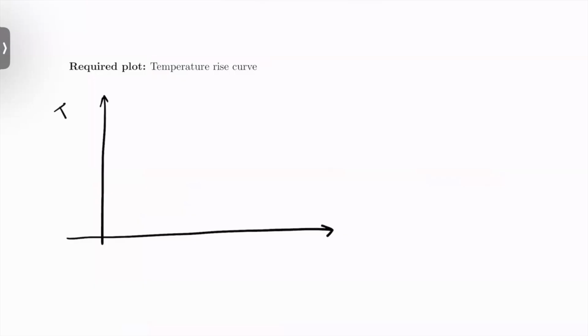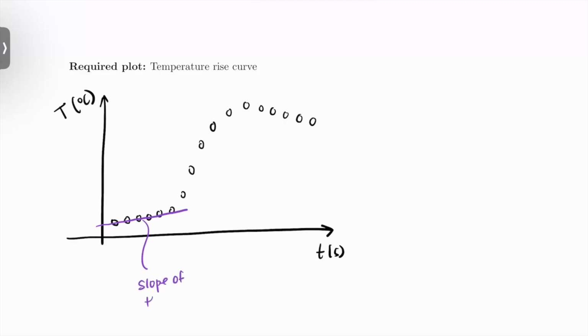So you are going to make a plot of temperature in degrees C against time in seconds. And your data should look generally like this. Your data will be very slowly increasing for a while. Then it will pick up. And then it'll level off and start slowly decreasing. So this slight increase here, you need to find the slope of this line. We're going to call this slope R1, and it has units of degrees C per second, right?